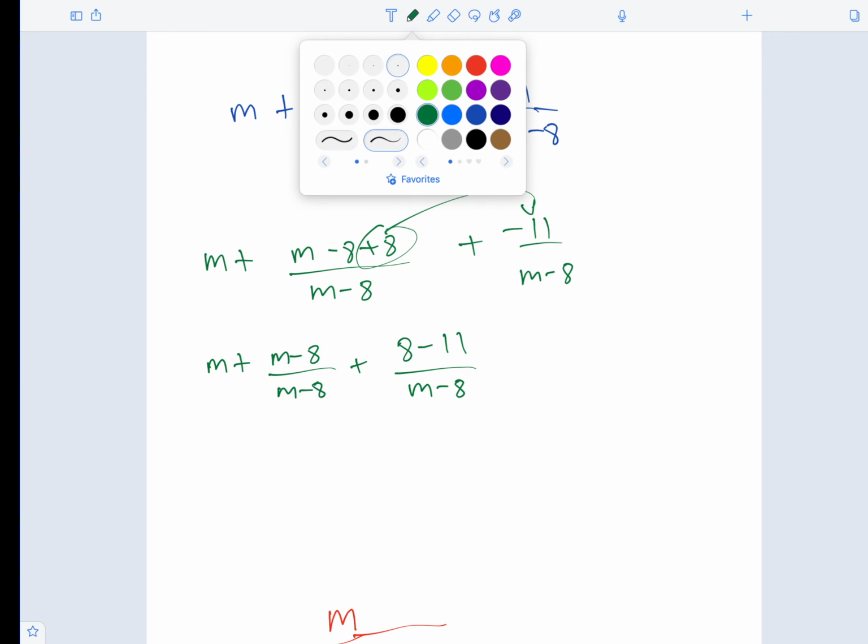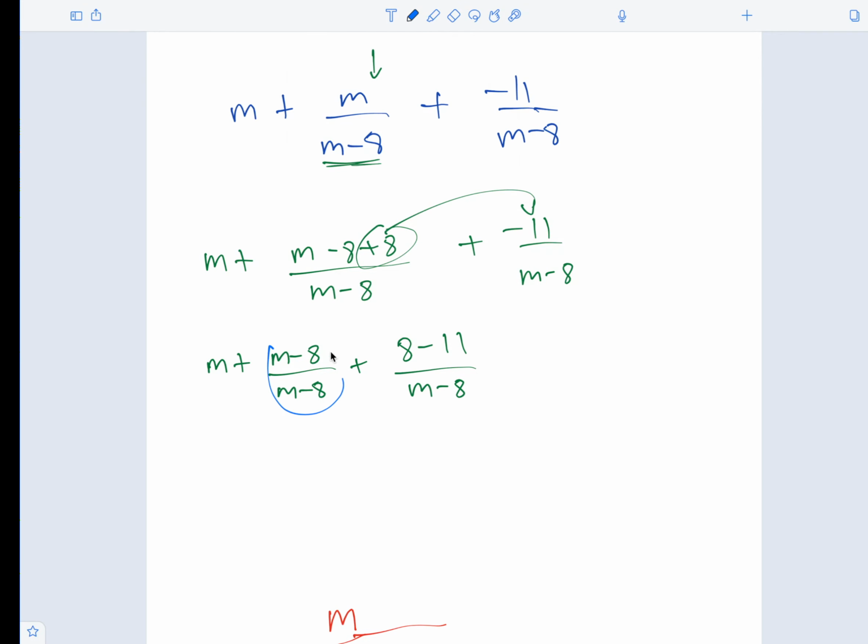And again, the question is once this gets paired, what's this number left over? Well, we know that there's a 1 there. So now we're left with m plus 1 plus, and let's just subtract this out. 8 minus 11 is negative 3 over m minus 8.